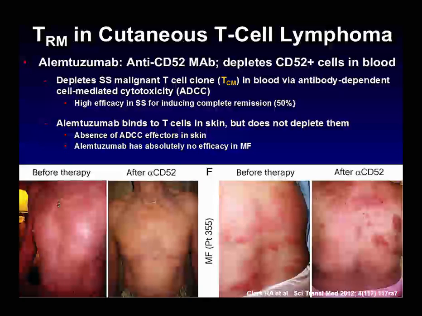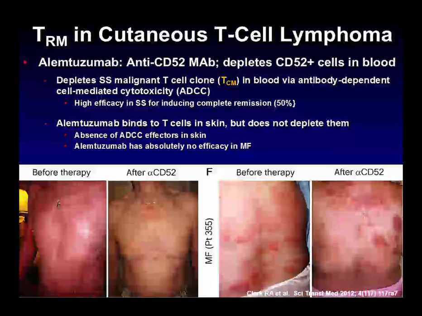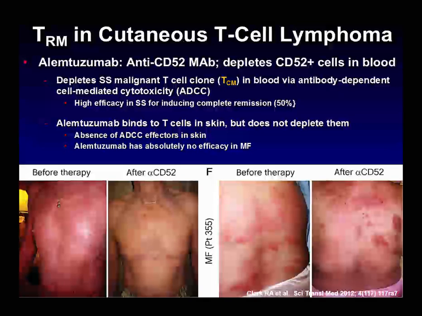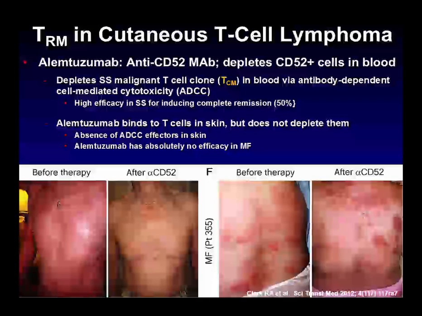That is not the case with mycosis fungoides. As we've seen, it is a disease that is mediated by a skin-resident memory cell. So alemtuzumab will bind those malignant cells in the skin, but it cannot kill them because the neutrophils and the natural killer cells that are required for antibody-dependent cell-mediated cytotoxicity are scarcely present in the skin. So it has no effect in patients with mycosis fungoides. Here's an erythrodermic Sézary patient given alemtuzumab, almost clear. On the other hand, a patient with mycosis fungoides who's given alemtuzumab has essentially no response whatsoever.